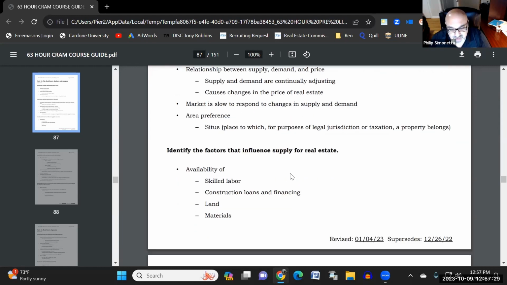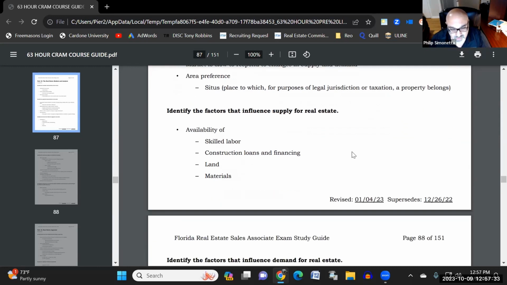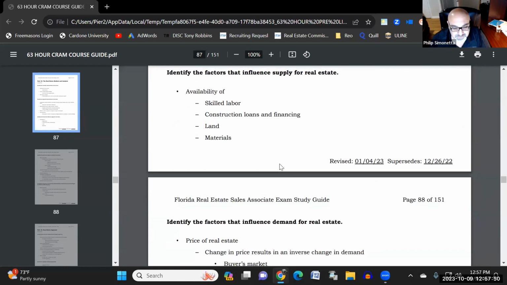You have to identify the factors that influence supply for real estate. The biggest factors are the availability of skilled labor, construction loans and financing, land and materials, right? So right now, loans are tough, right? Rates are high. They're very tight to get. Materials are a little expensive. Skilled labor is down. That all affects the supply. That's why supply is low.